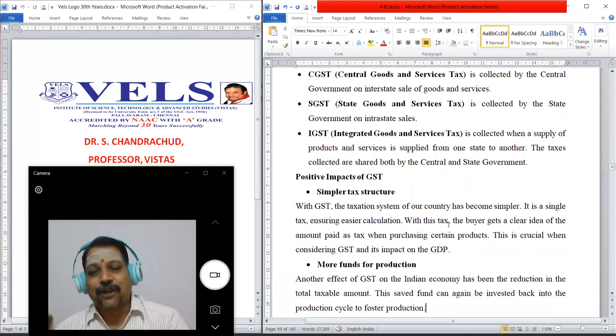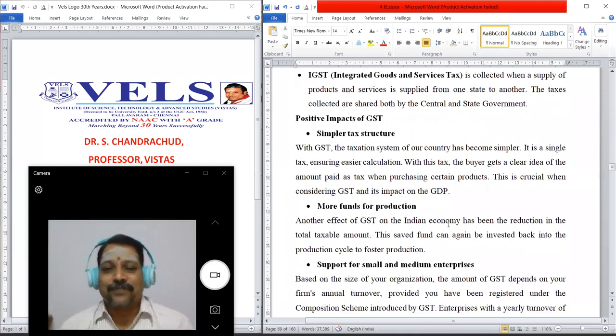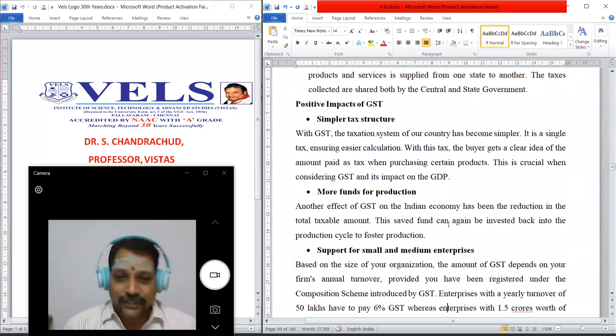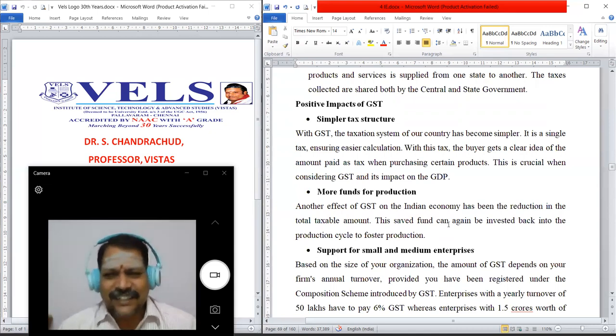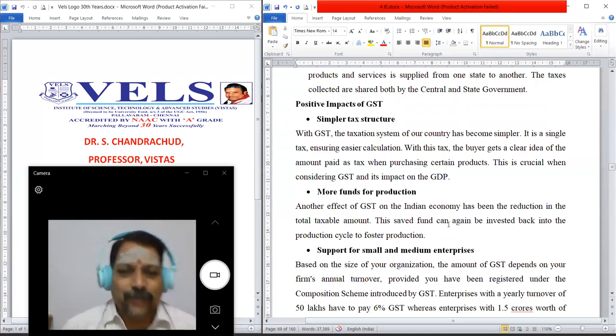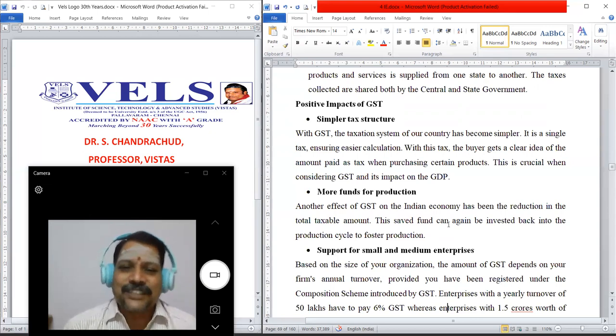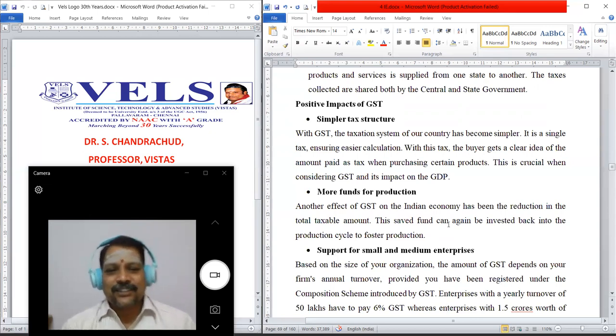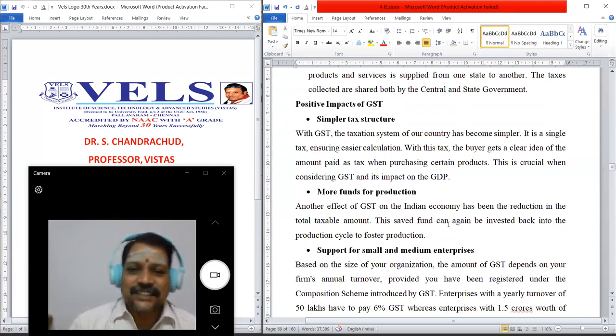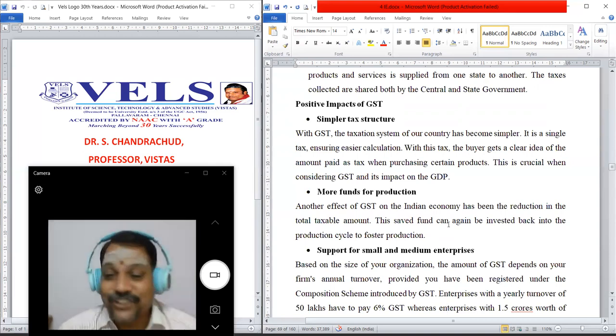First, we will list out all the positive impacts of GST. The first one is a simpler tax structure. With GST, the taxation system in our country has become simpler. It is a single tax, ensuring easier calculation. With this tax, the buyer gets a clear idea of the amount paid as tax when purchasing certain products. This is crucial when considering GST and its impact on the GDP.